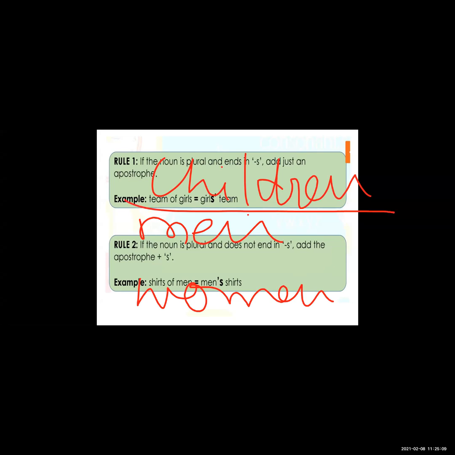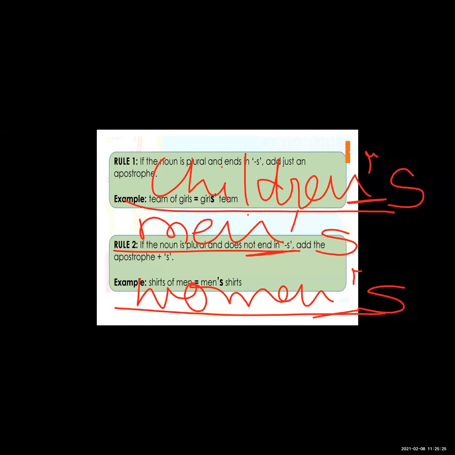Okay. So these are the plural nouns. See, these are plural nouns but they do not end with s. So at that time, what will you add? Apostrophe s. Children's, men's, women's. Okay, so these are the correct forms of contractions.